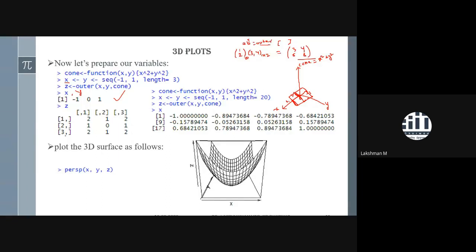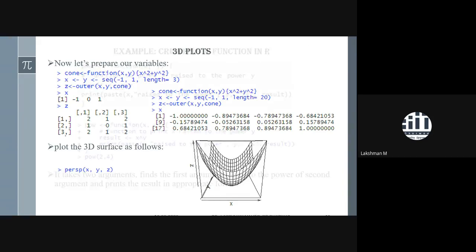You can understand this plot. Okay, fine. Now after that, what do you do? You also take the outer product with the cone itself. Then what will happen? It will go up, and you will get a cube structure.